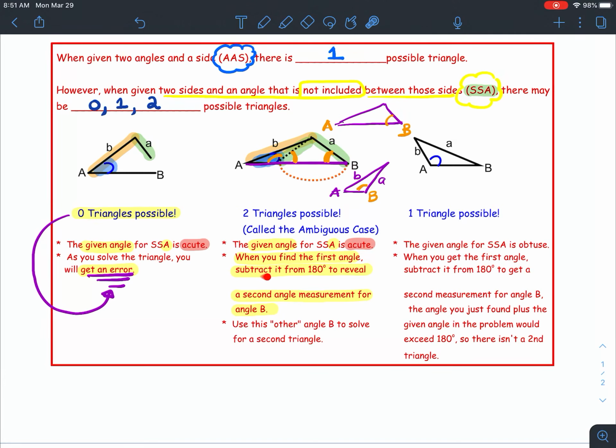Okay. The other option is that there's just one triangle possible. Okay, and this is the situation where the angle that you're given, okay, the given angle is actually an obtuse angle. Okay, and so when you get that first angle and you go ahead and try to subtract it from 180 to find your second angle measurement for angle B, you discover that that second angle measurement for angle B, when you combine it with the one original angle you were given, you have already exceeded 180 degrees in your triangle, so there's no way that a second triangle is actually possible.